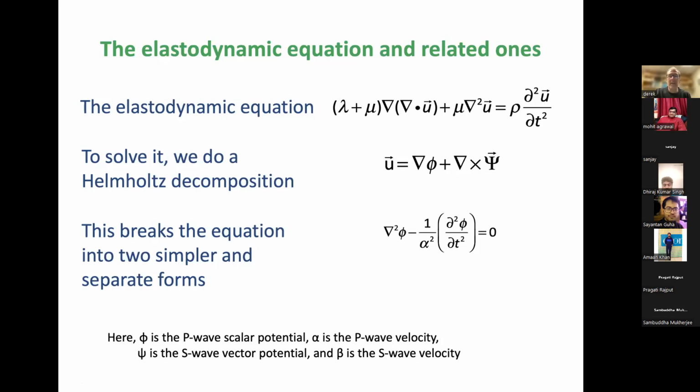This breaks up the equation into 2 simpler and separate forms. So one equation that we can solve is this here with scalar potential phi, and that's for P waves. And then the second equation has a vector potential psi, and that's for S waves. So phi is the P wave scalar potential, alpha is the P wave velocity, psi is the S wave vector potential, and beta is the S wave velocity, and then t is time.